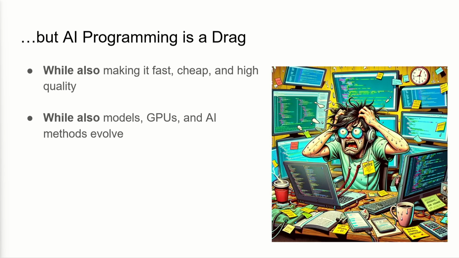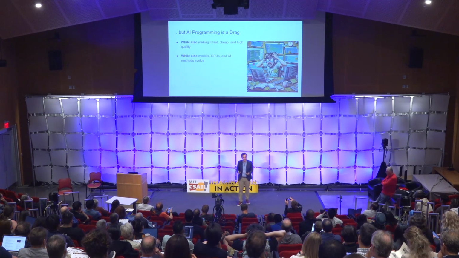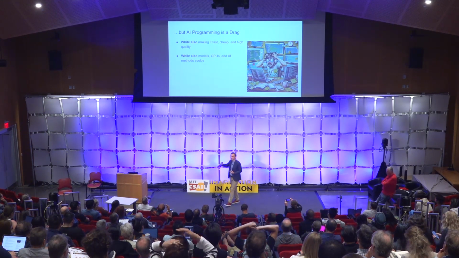At the same time, there's an earthquake every day in the technology used to build these things. So new models come out with new performance characteristics or new quality characteristics. New hardware comes out or new services are deployed. And new methods of building these things are invented all the time. So at the same time that you're trying to build something useful and retain good speed and good cost, the whole infrastructure is shaking under you every single day.